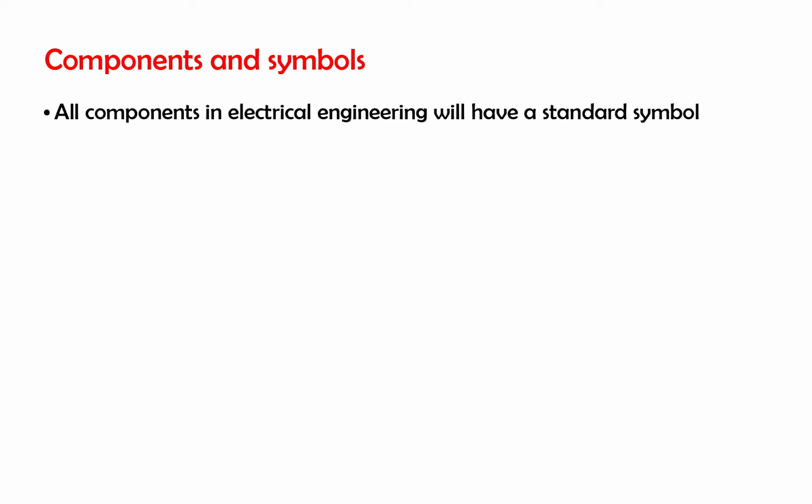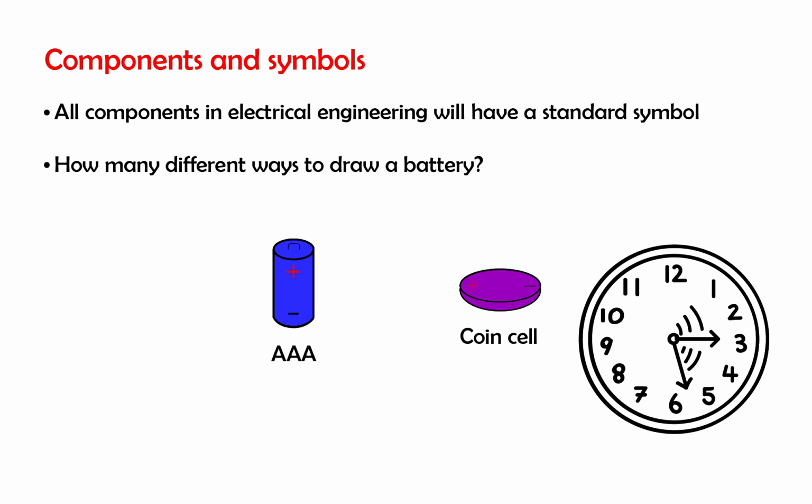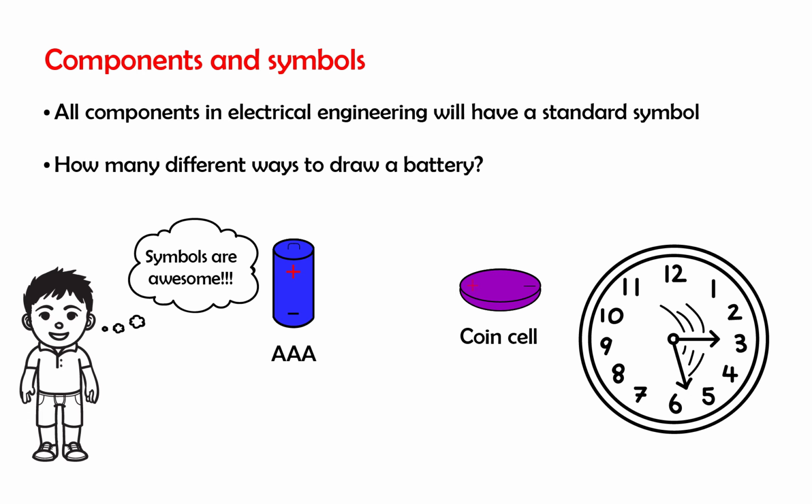Consider the case of a battery. How many different ways exist to draw a battery? Is it a AAA or a coin cell? What color is it? Moreover, how long would it take to draw a recognizable battery every time you need one on a circuit? We hope by now you can see the benefit of using symbols to represent components in a circuit. Let's look at an example.